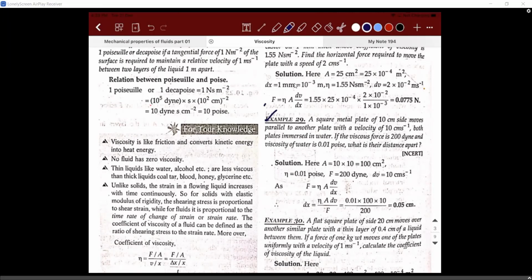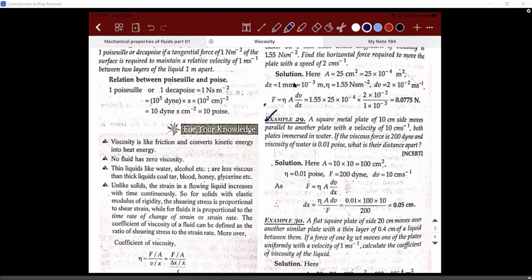There is a square metal plate of side how much value? 10 centimeter. Moves parallel to another plate with a velocity of 10 centimeters per second. Both the plates are immersed into water. So indirectly what they are trying to say is there is a layer of water existing between these two plates. If the viscous force is 200 dyne, and the viscosity of the water is 0.01 poise, what is their distance apart? So what is the distance of separation between those two plates for this scenario to occur?